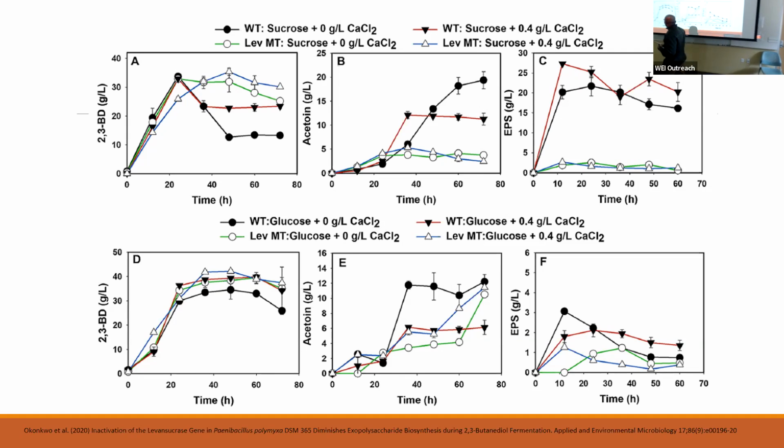In the presence of glucose, not much of a difference, just a slight difference from our wild type strain. And over here, acetone, you can see accumulated more in the wild type strain as well. And with glucose, I did say that it doesn't produce as much EPS as it does with sucrose. But even at that, we still saw slightly less with our engineered strain relative to the wild type strain.